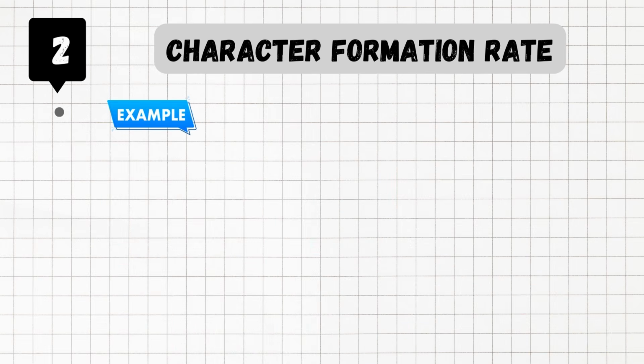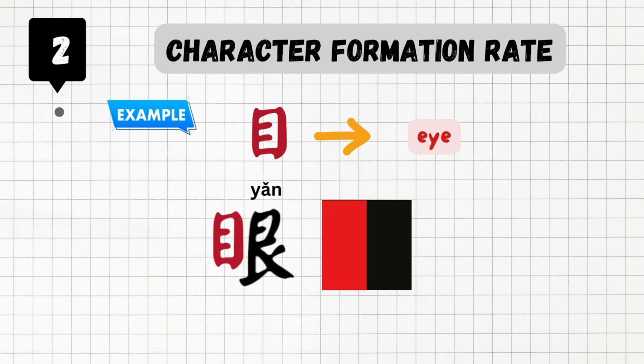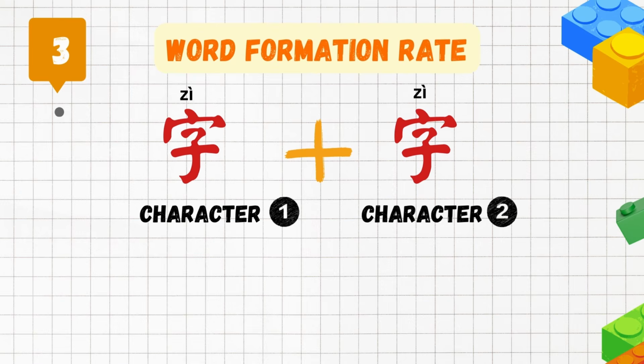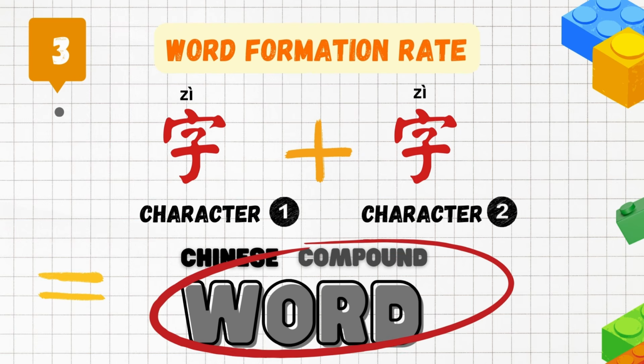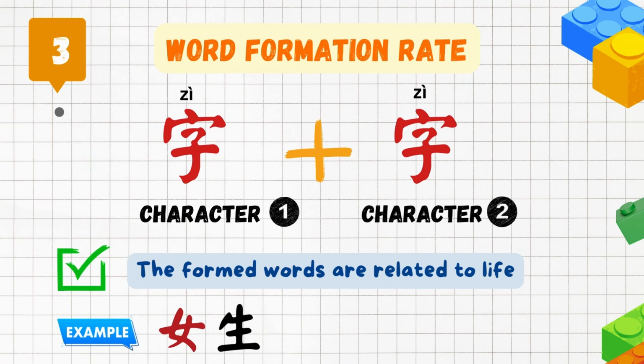For example, the radical 目 is used in various character structures, as seen in these characters. 目 can fit into different structural relations, including the right, the left, the top, and the bottom. Last but not least, is the radical's word formation rate high in modern Chinese? And are the formed words important or closely related to daily life?